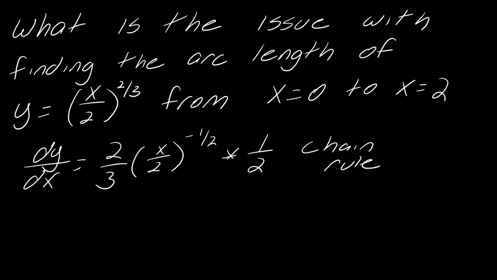So this function is going to require that we use the chain rule. This is x over 2, so that's an inside function, and then 2/3 is the outside function. So I take the derivative of the outside, and then the derivative of the inside is 1/2, so there's all the pieces of my derivative. And so when I multiply everything together, I get 1/3 times 2 over x to the 1/2.